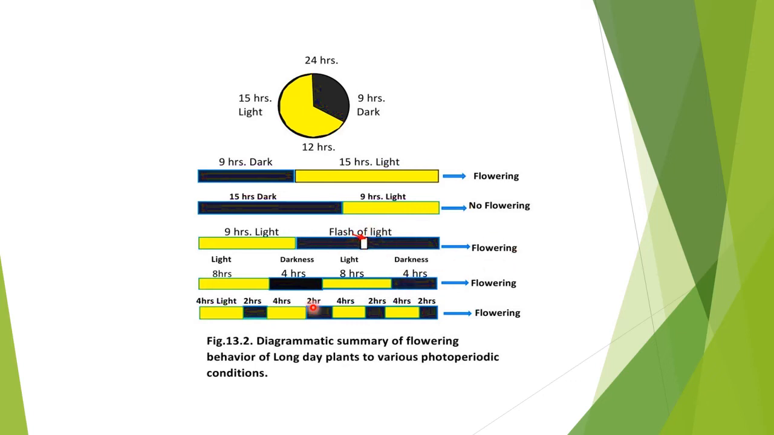And similarly, you will see if more light is given, with interruption, 8 hours of light, then an interruption of 4 hours with darkness, then 8 hours, then 4, so the flowering is there. Similarly, the more the light periods are given compared to the dark periods, they show flowering. This is how the flowering response or the behavior of long day plants to various photoperiodic conditions is seen.